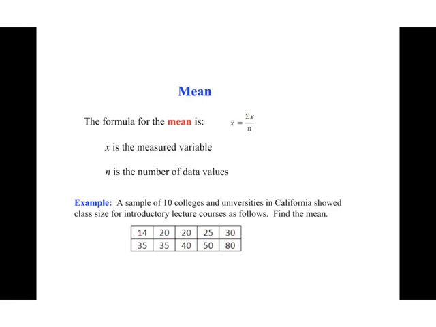So the first one that we're going to talk about is mean, and a symbol that you probably have not seen before is this symbol here, and we call that x bar. So that is the new formalized term for mean, and x is the measured variable, n is the number of values. So what this little formula means here, that means sum, so that means add up all the x's and divide by how many there are.